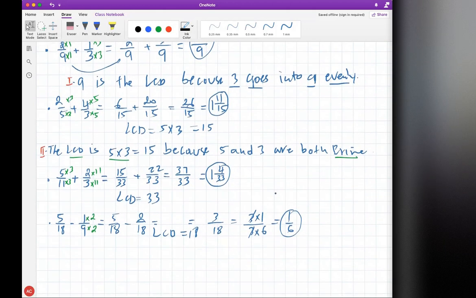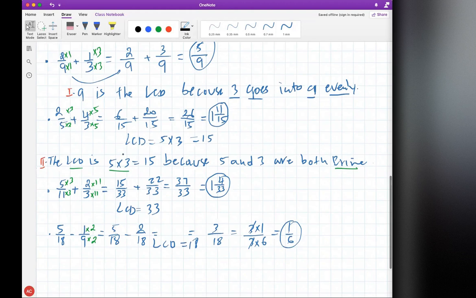So that's how you find the LCD, these 3 methods. Try the multiplication. If not, use the multiples. Okay, any questions, everybody, so far, before we move on to mixed numbers?